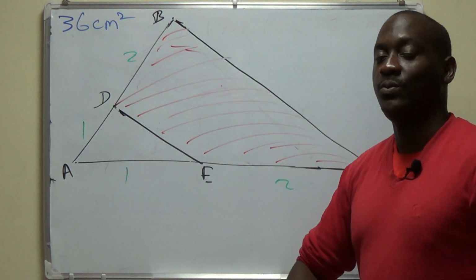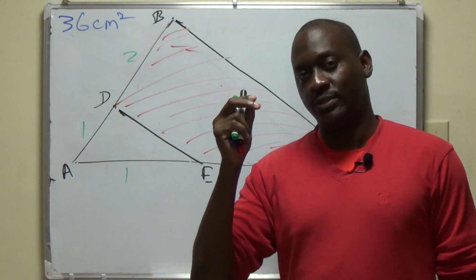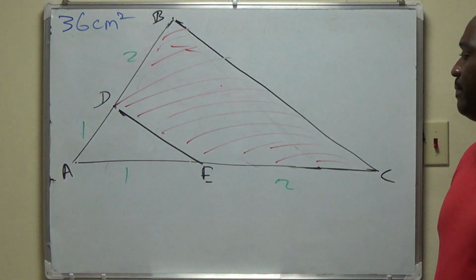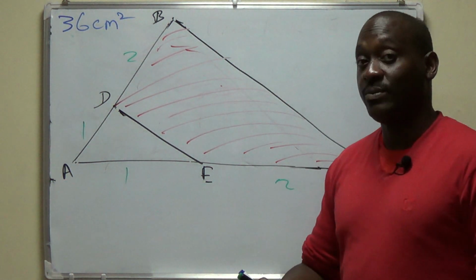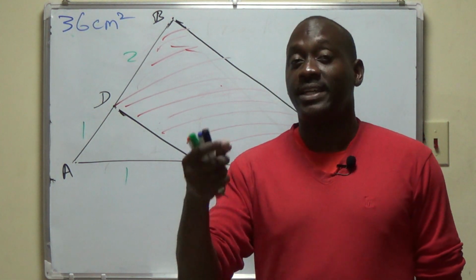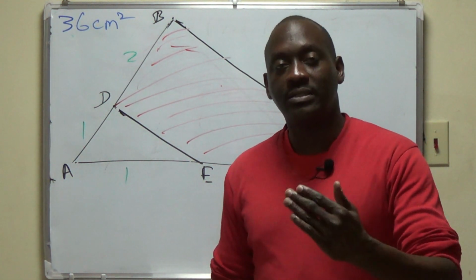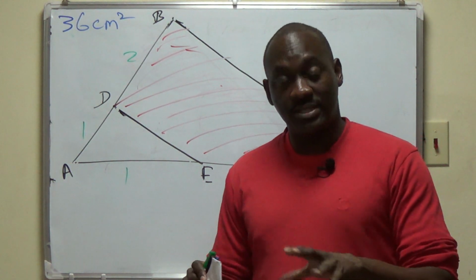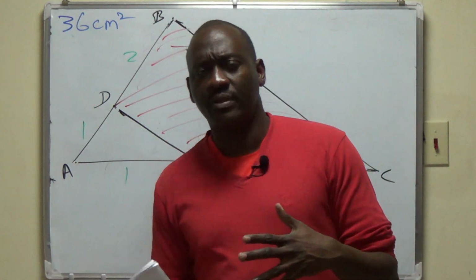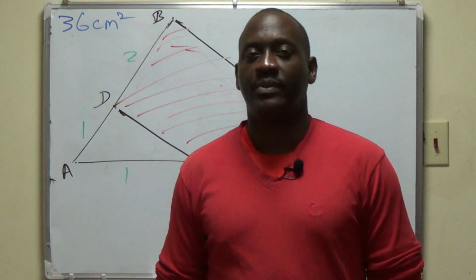If the ratio of the corresponding sides of two similar triangles, where one is bigger than the other, is 1 to 3, then the ratio of the areas would be 1 to 9. In other words, 1 to the square of 3. So whatever the ratio is in terms of the side lengths, the ratio of the areas would just be the square of that.